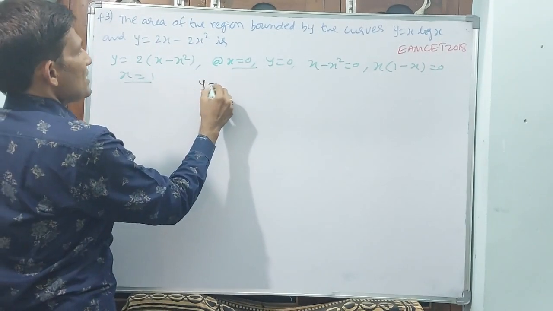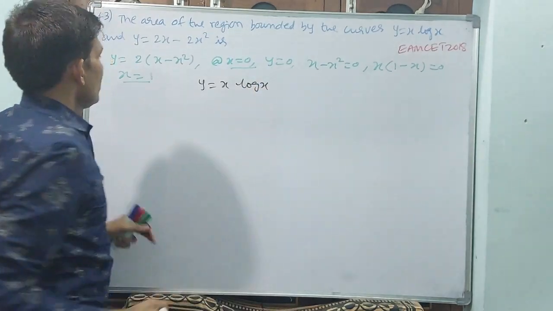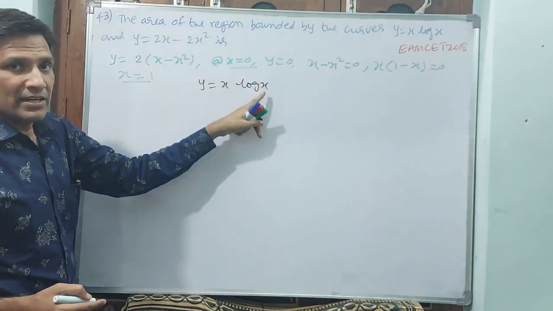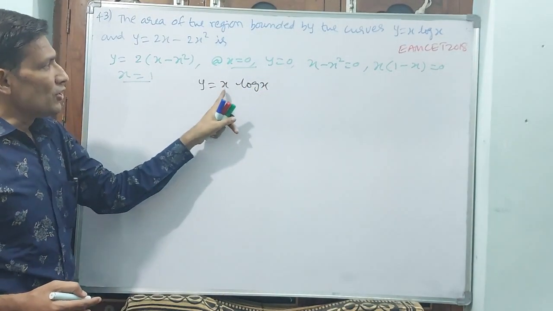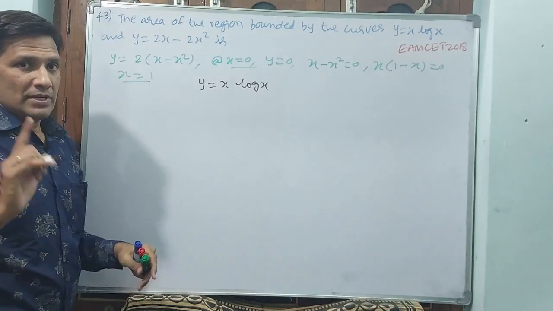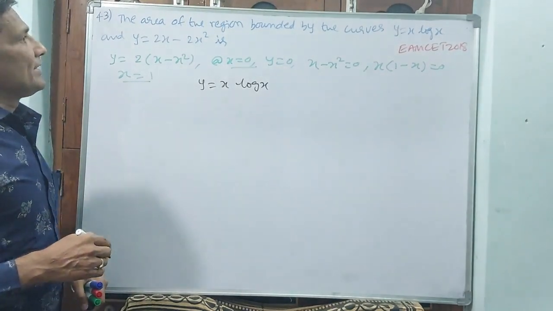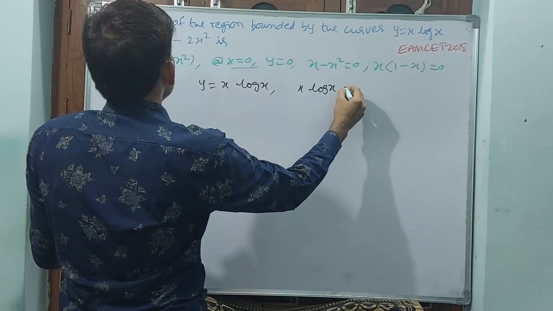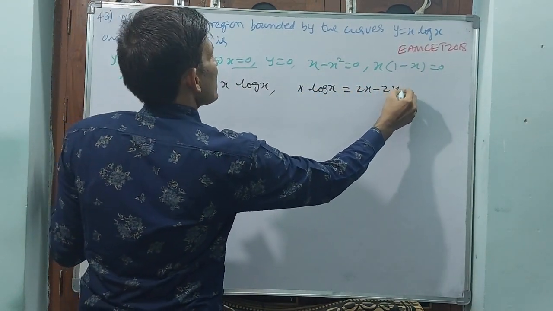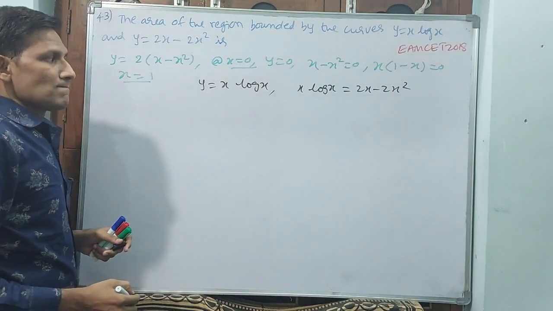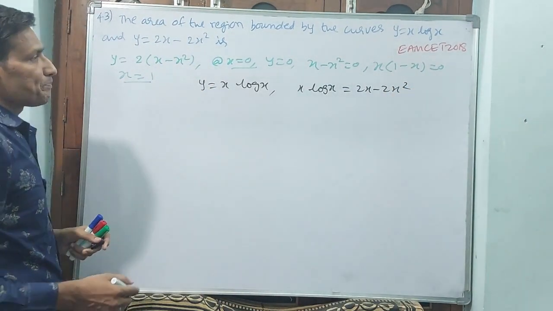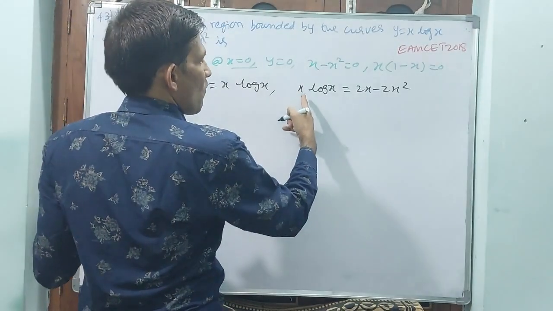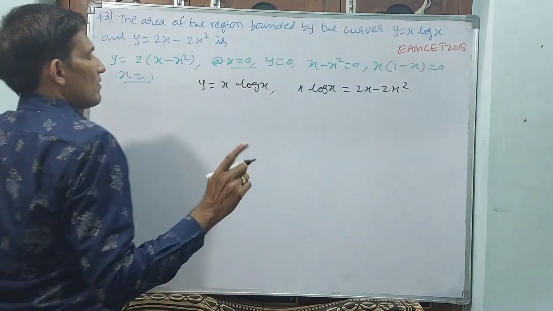See, y is equal to x log x. At x is equal to 0, y is equal to 0. You see, x is equal to 0 means log 0 should not apply, but 0 into something is 0, y is also 0. That is one thing. And another thing, x log x is equal to 2x minus 2x square. Okay, 2x minus 2x square.